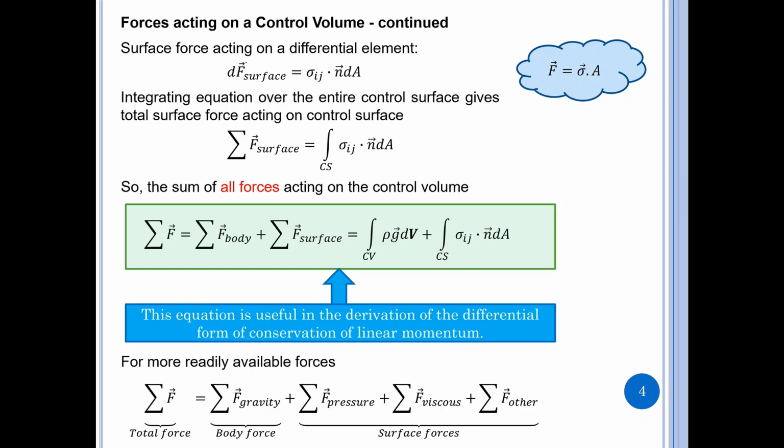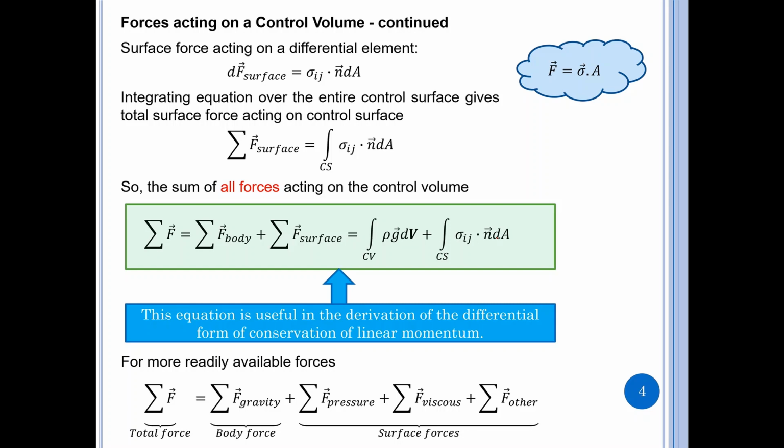So the surface forces become sigma times n dA. Now when we make the summation of body forces and surface forces, the expression that we get is the integral of Cv rho g dV plus the integral over the control surface sigma ij dot n dA. Now this total force is basically the sum of body forces and surface forces.